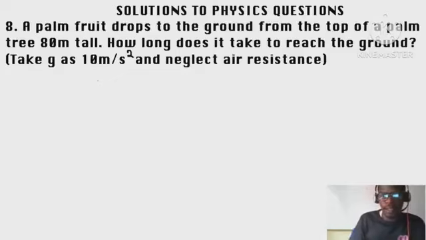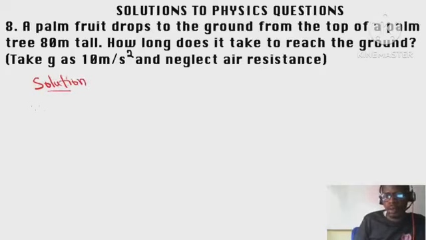Now, question number 8. A palm fruit drops to the ground from the top of a palm tree 80 meters tall. How long does it take to reach the ground? Now, this is motion under gravity. And we have it that a palm fruit dropped to the ground. From here, we are going to look at some correlation with the normal equations of motion. Now, in this one we are given the height. This is 80 meters tall.